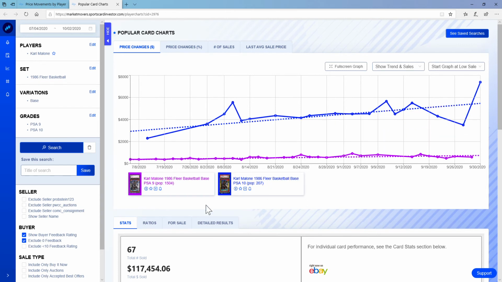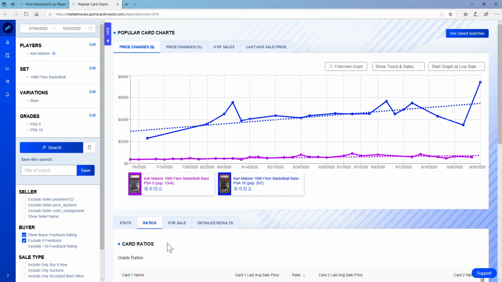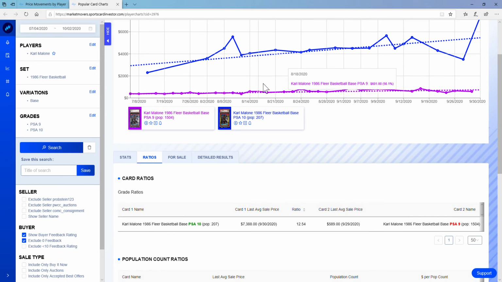So let's check it out. Right here is the awesome feature. You can just click ratios here, and this shows you the ratio between the cards that you are charting. So between the 9 and 10, the ratio is 12.5. That's ridiculous. I mean, that's insane. So like I said, it should be 3.5.